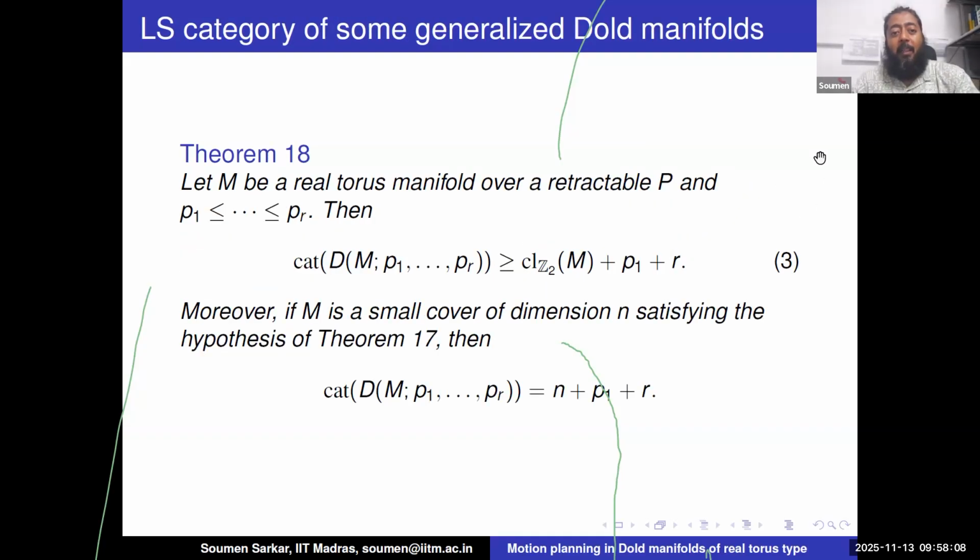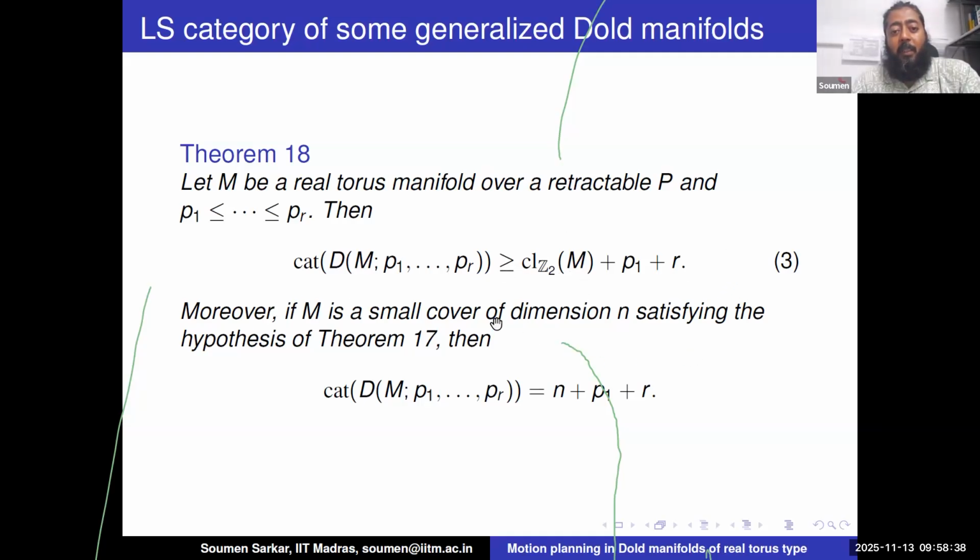So what about the LS category of some generalized Dold manifold? Here we can have the cup length as a lower bound. If we have this Dold manifold of real torus type, where P1, P2 come from spheres, which is a very particular case, then we can have this lower bound.